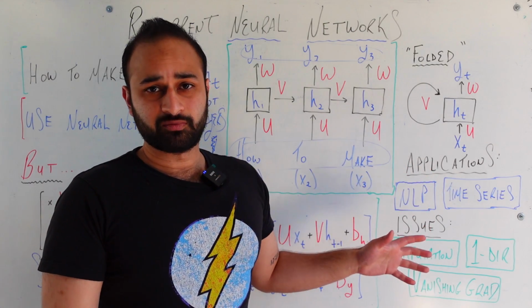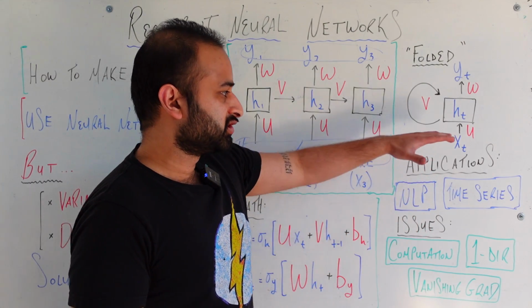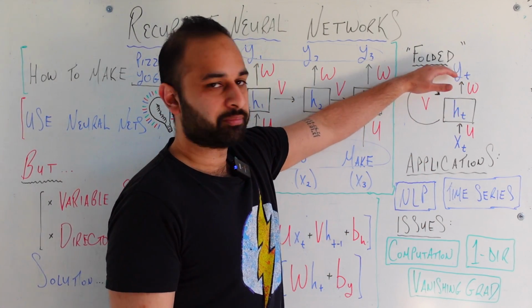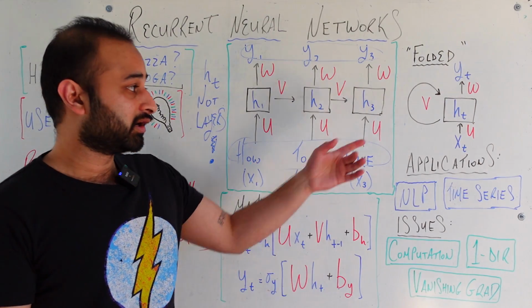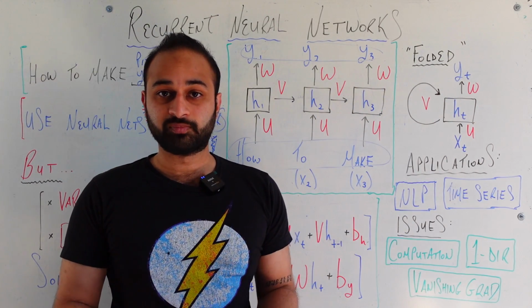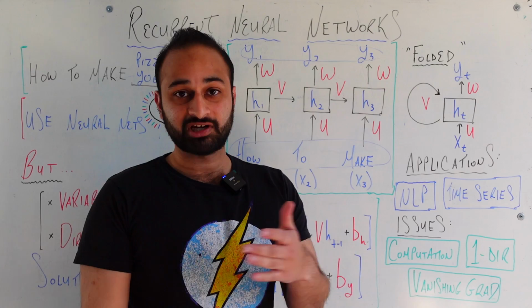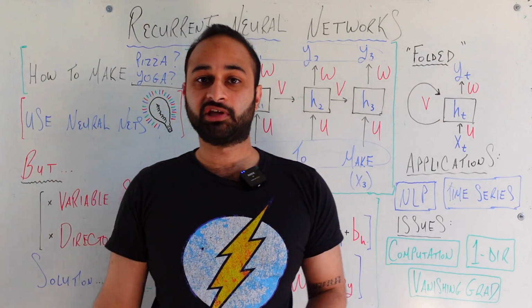And the folded version does a lot better job of this, because you can literally say inputs, hidden layer, outputs. And so it's just that the hidden layer can take on different values based on what the value of t is, at which time step, or which position in the sequence that we're at.